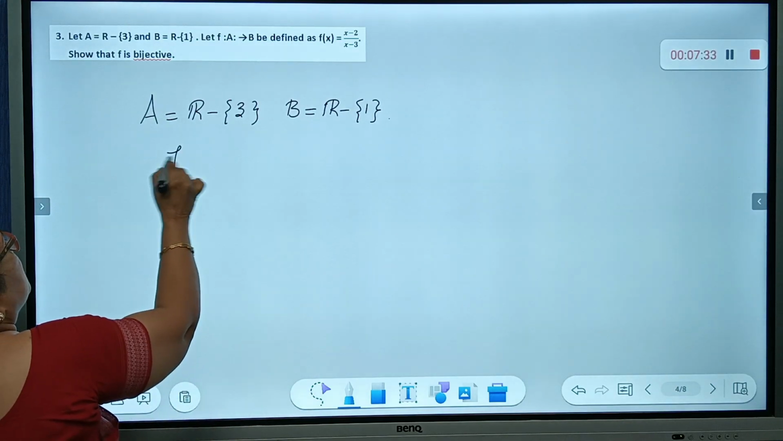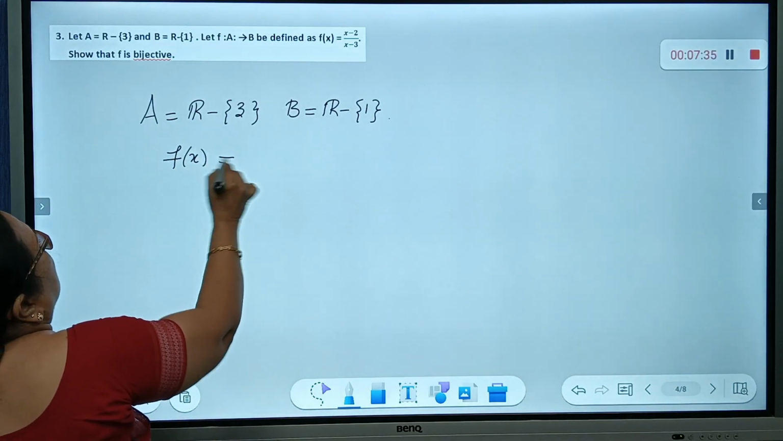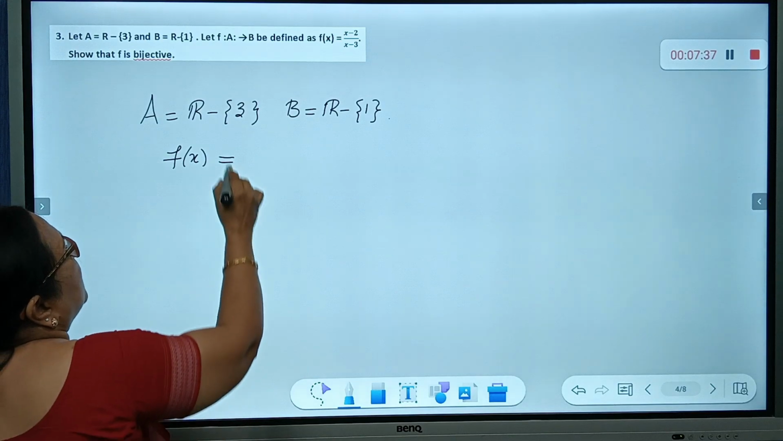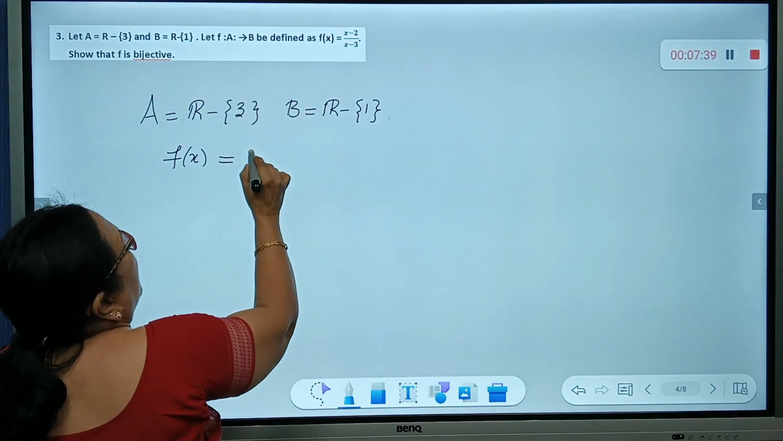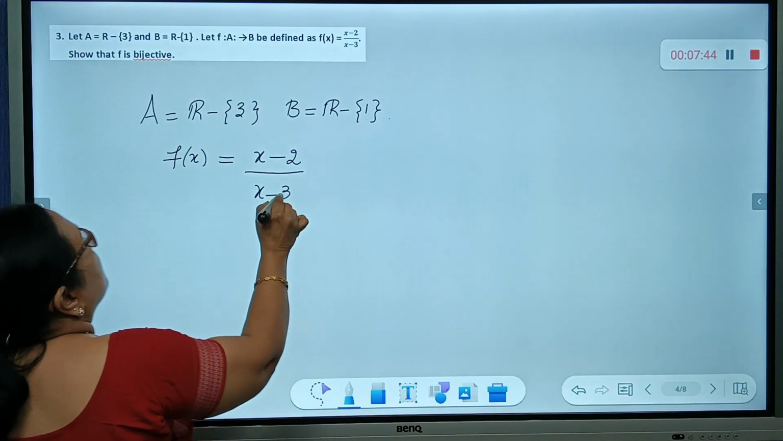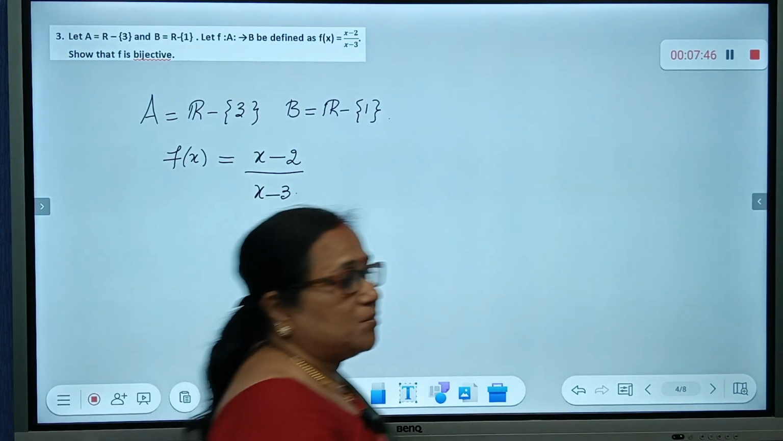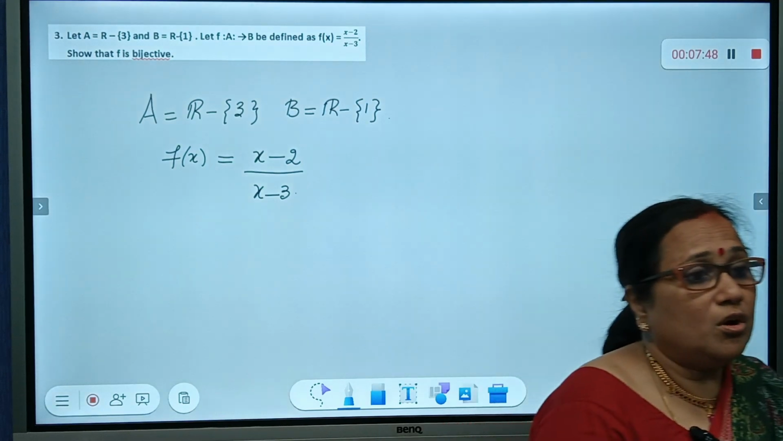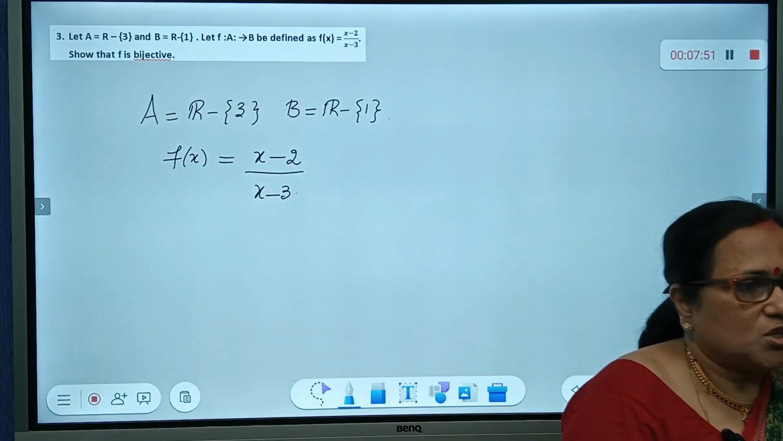And f is a function from A to B, and f of x is defined as x minus 2 by x minus 3. You have to show that f is bijective. Again, we have to show f is 1-to-1 and f is onto.